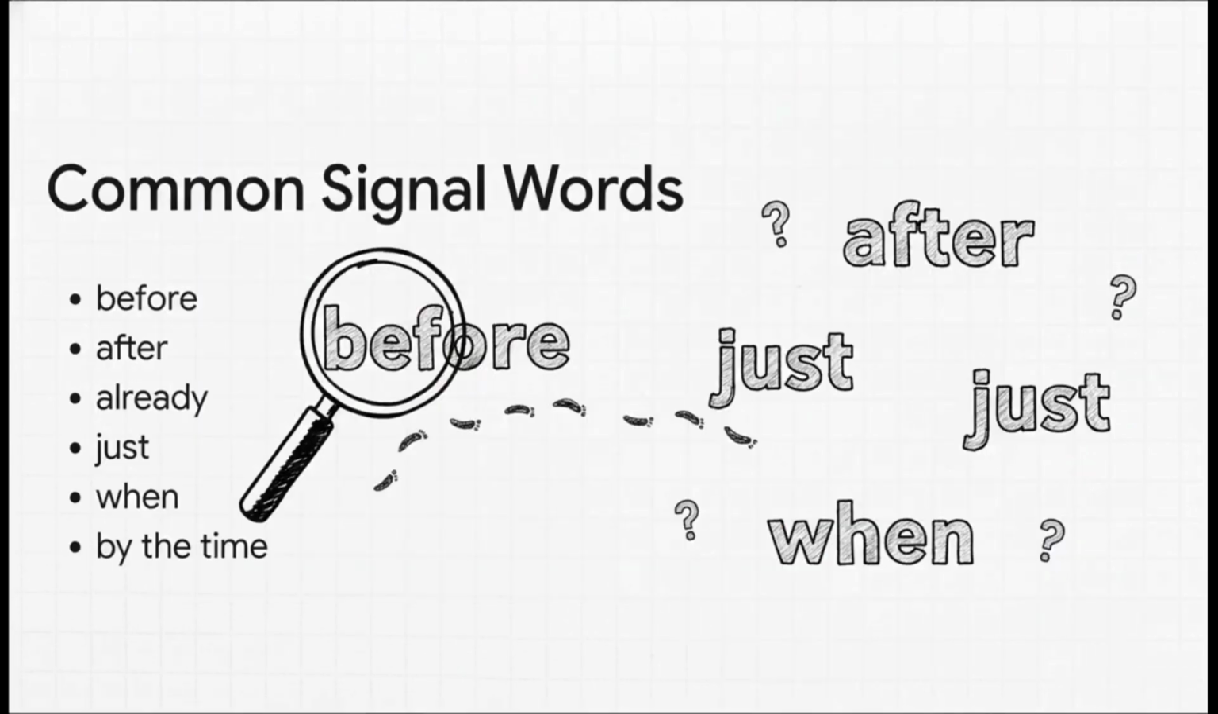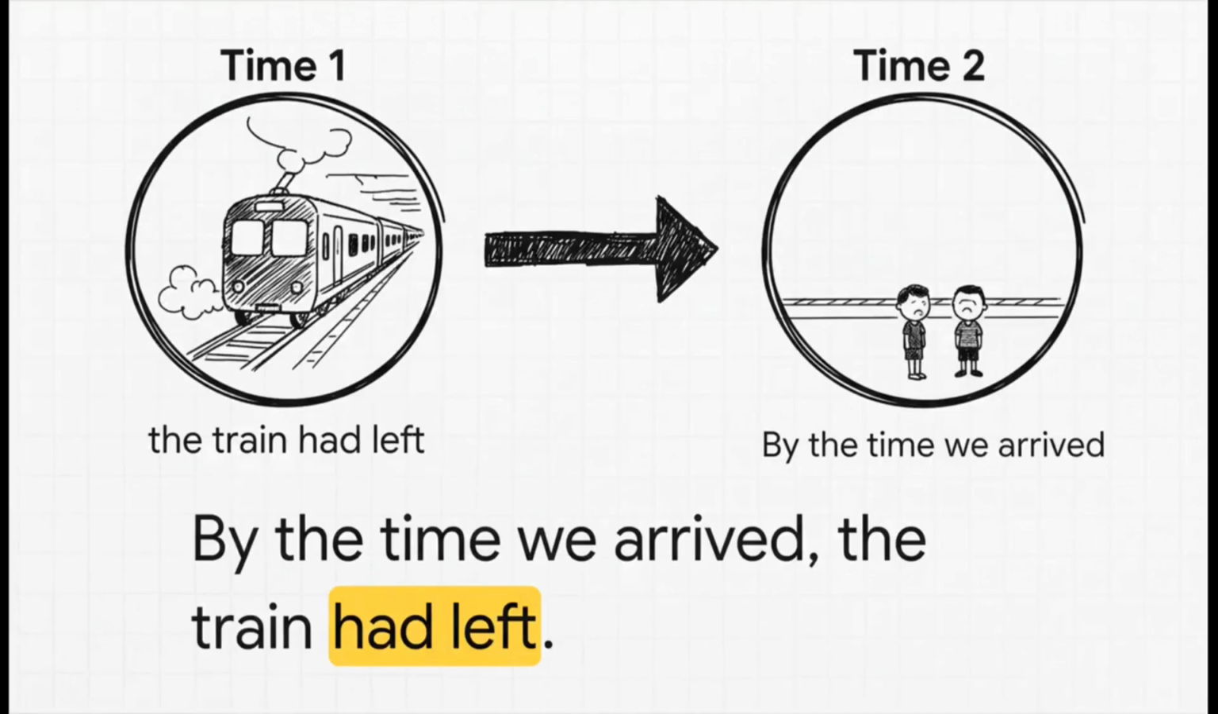Now think of these words as little signal flags in a sentence. Whenever you see words like before, after, already, just, or especially by the time, that should be a little light bulb going off in your head. It's a huge clue that you probably need the past perfect to get the timeline straight. And here's a classic example with one of those signal words. By the time we arrived. Okay, so that's the later action, right? Our arrival. So, what happened before that? The train had left. Two different moments in the past, perfectly ordered, no confusion.